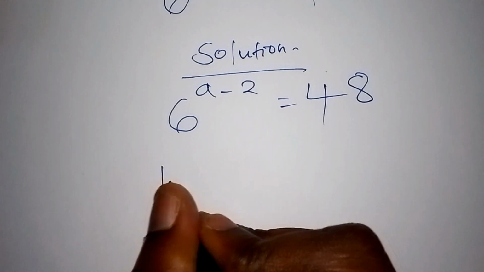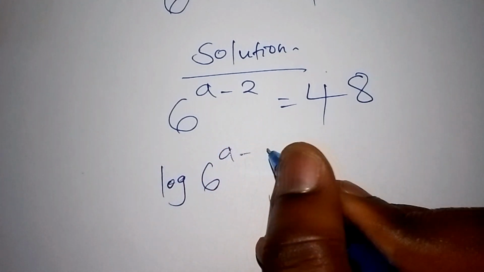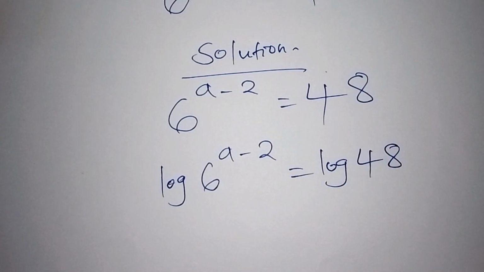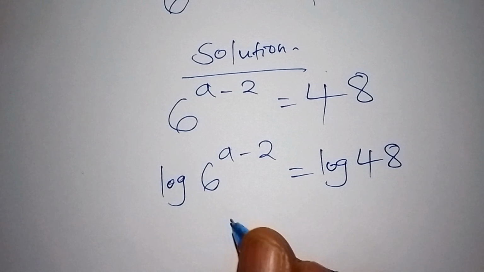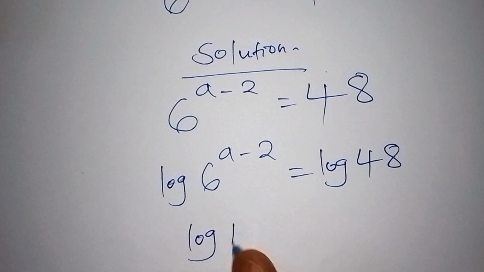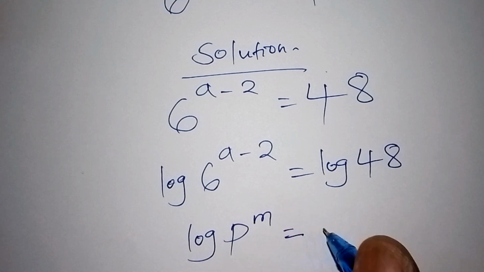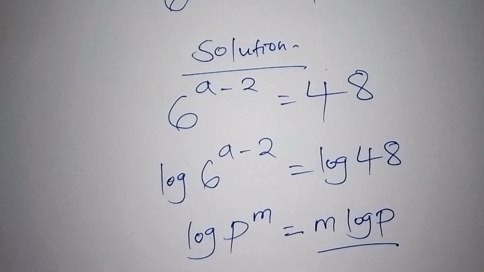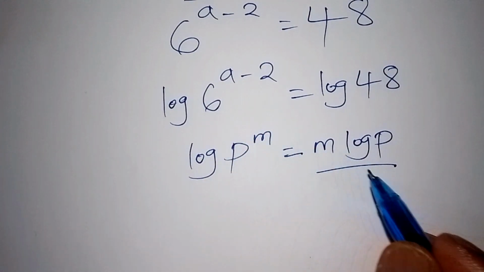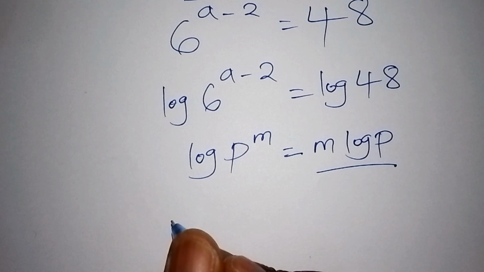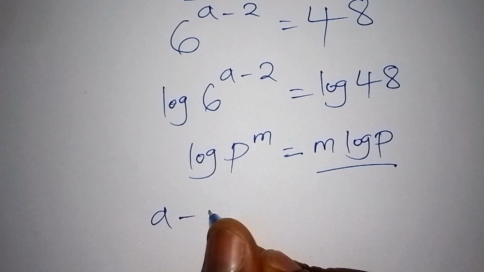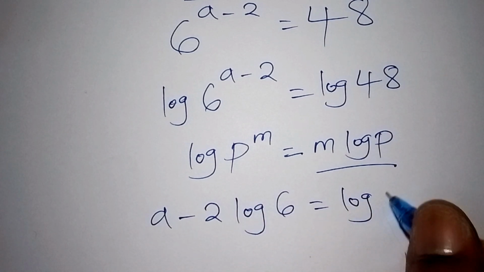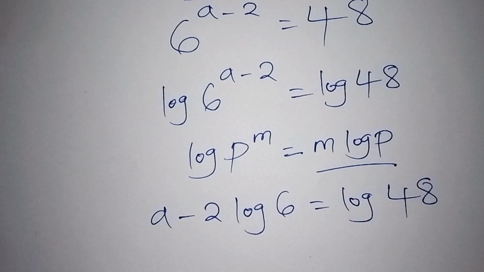Here we shall have the log of 6 to the power of a minus 2 is equal to the log of 48. So now we have introduced the log on both sides. We all know that the log of p to the power of m can be rewritten as m log p. So we can rewrite it and say we have a minus 2 log 6 is equal to the log of 48.